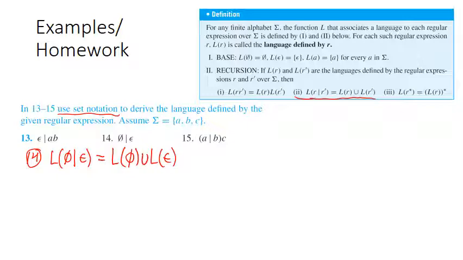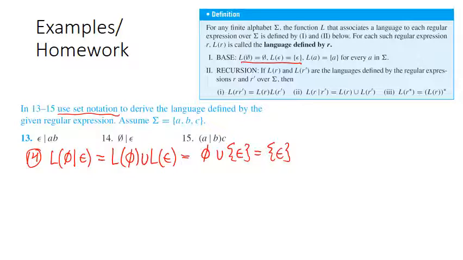Then for each of those, I'm going to use this part up here to replace them with what they equal. The first one is just going to be the empty set, and the second one is going to be the set containing the empty string. Now, when you union the empty set with anything, it doesn't add anything to the union. It doesn't bring anything to the table. So this is just going to be the set containing the empty string. And that's it for 14.